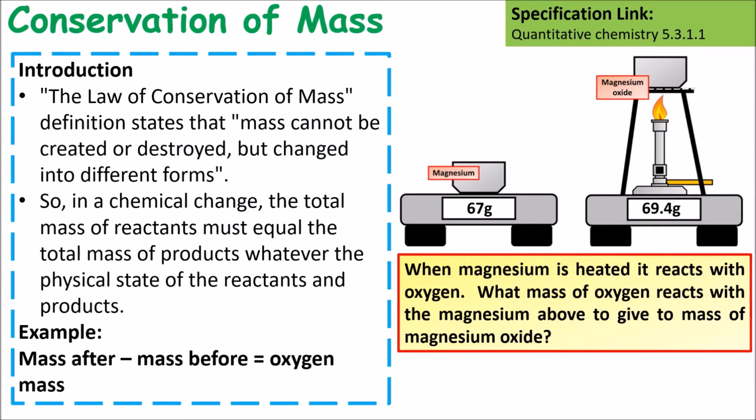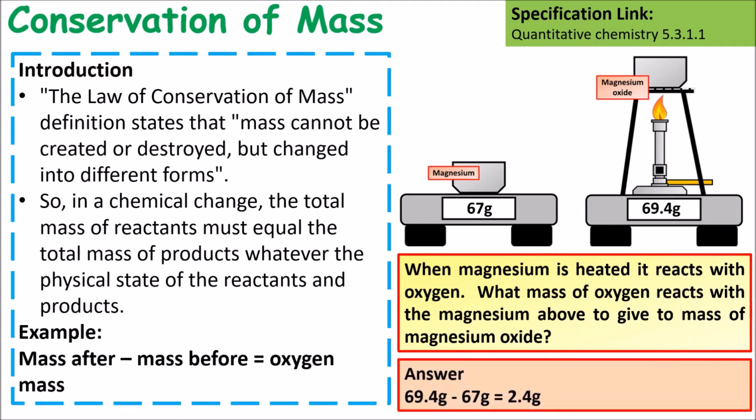So when magnesium is heated, it reacts with oxygen. So what mass of oxygen reacts with the magnesium above to give the mass of the magnesium oxide? It's got to be the mass of the magnesium oxide minus the mass of the magnesium, which is 2.4 grams.